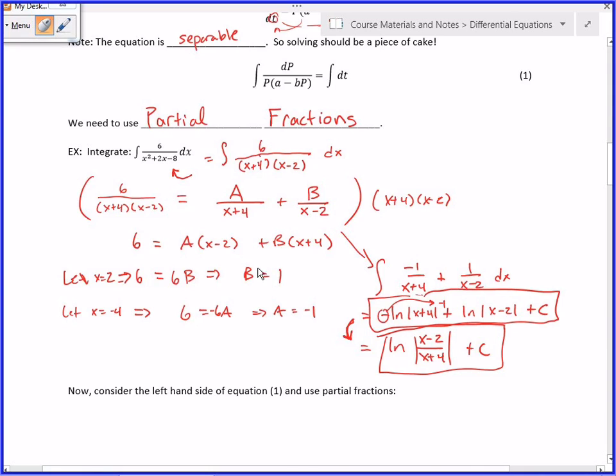But the trick was, if I can split a complicated quadratic, that is a product, in the denominator into the sum of two fractions that have linear in the denominator, linear is easy to integrate because it's just logs.